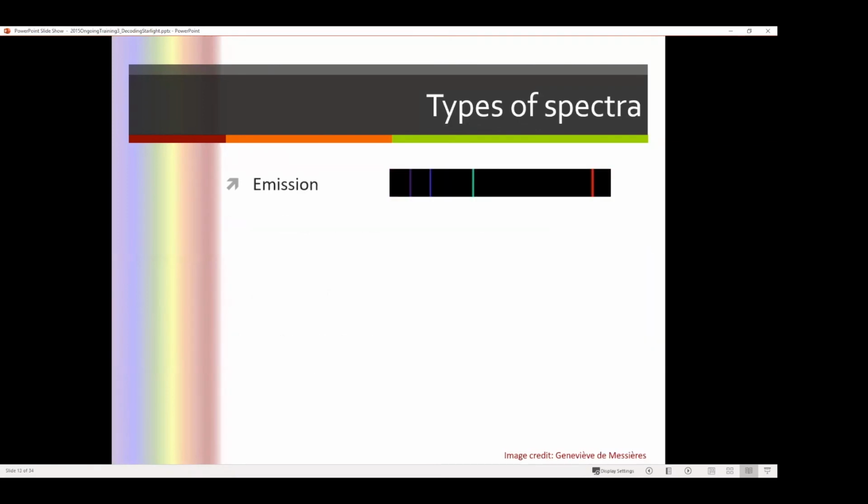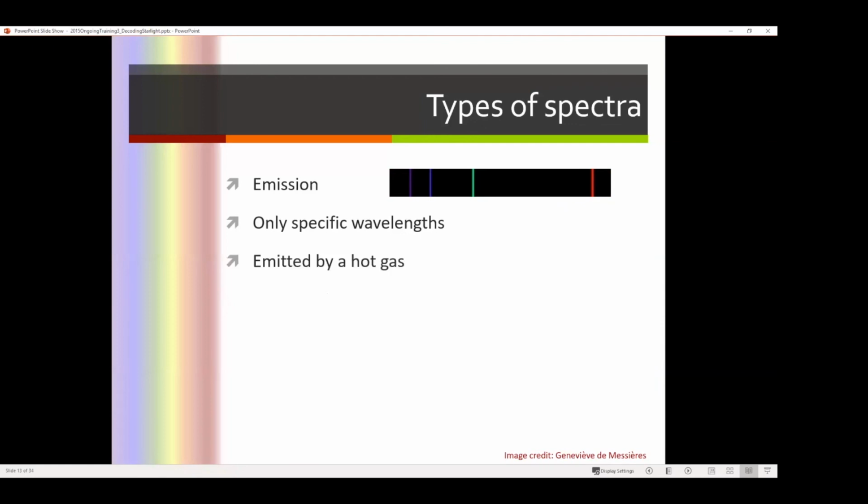All right, emission spectra. So this is where you just have a few little chunks, like somebody surgically removed bits of the rainbow. Emission spectra are only emitting, they only include certain specific wavelengths. Those are the colors you see.